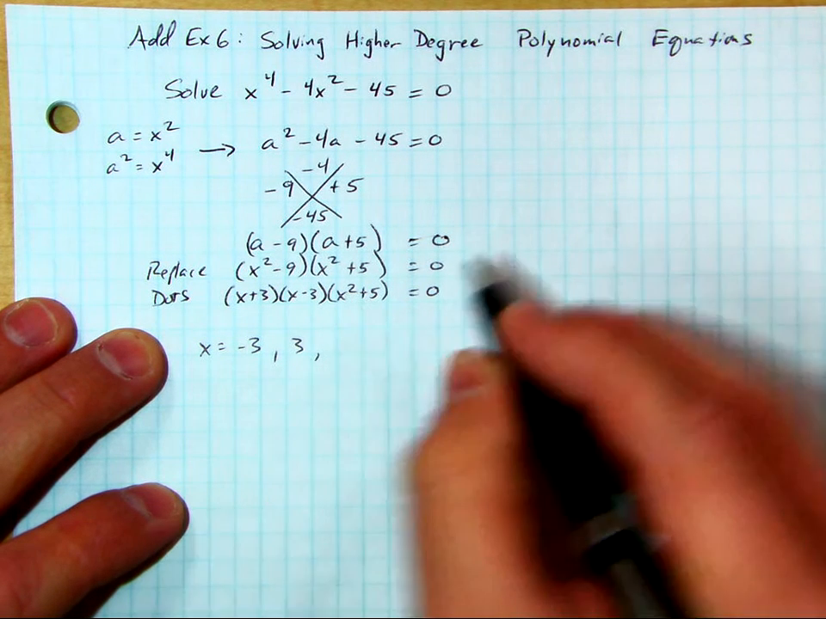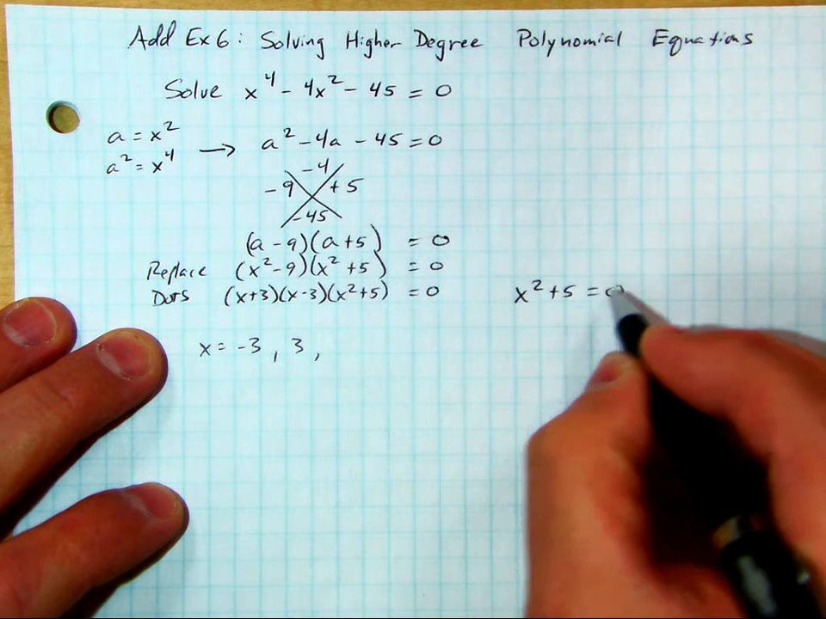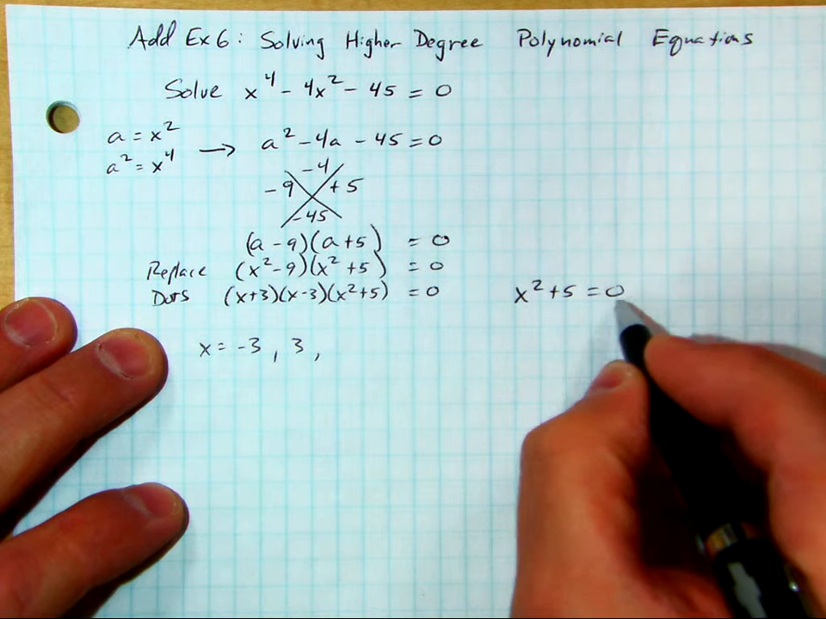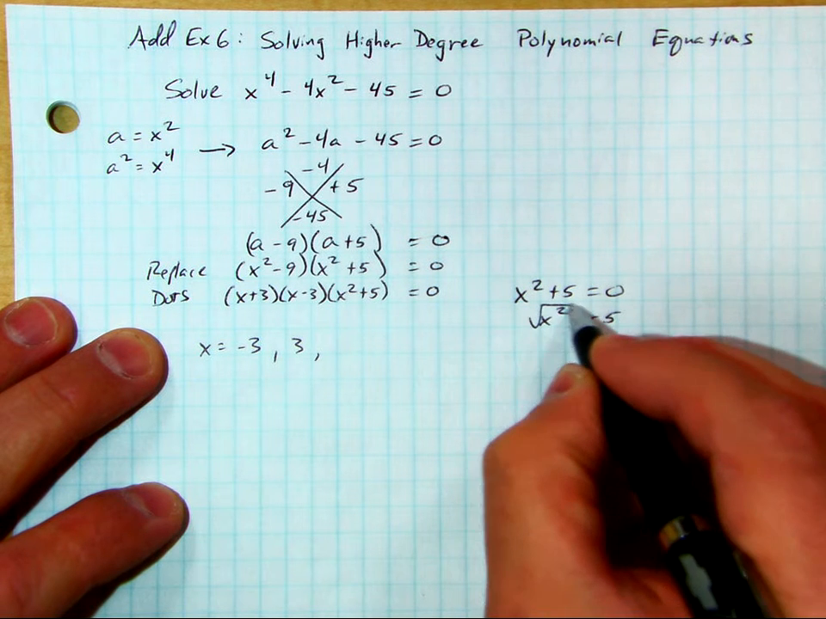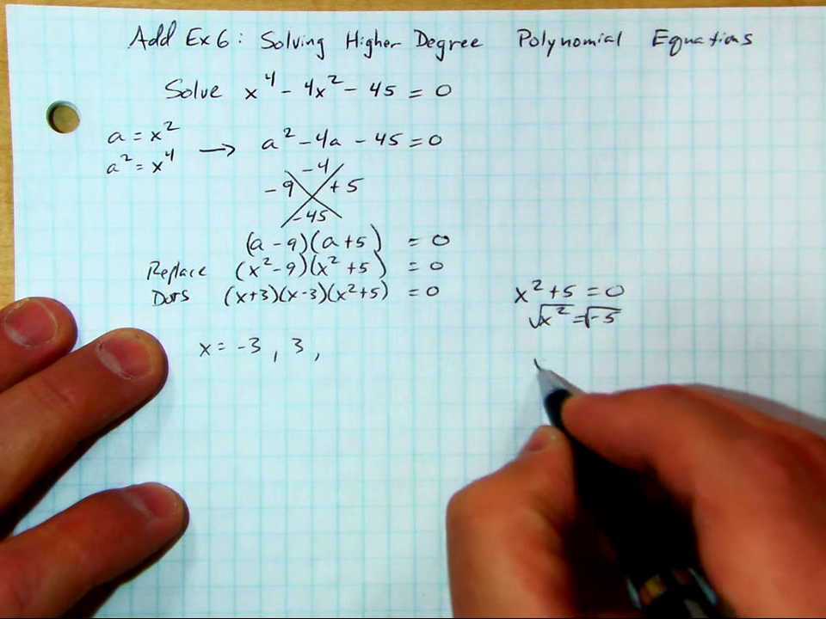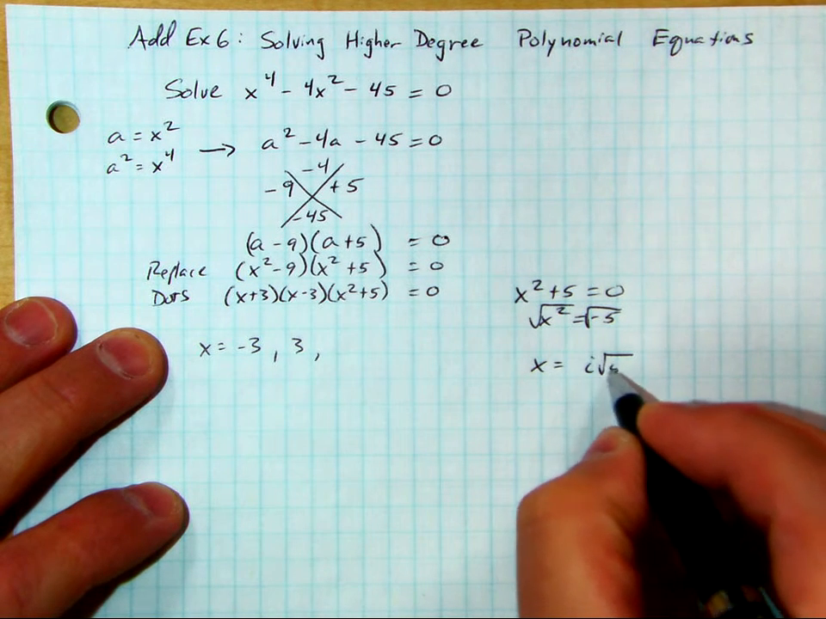From here we actually have to do a little bit of manipulation. So x squared plus 5 equals 0. I want to find out what x equals, so isolate x, bring the 5 to the other side, it's going to become negative 5. And then we're going to take the square root of both sides. The square root of a negative is going to become the imaginary number i. So it's going to become i rad 5.